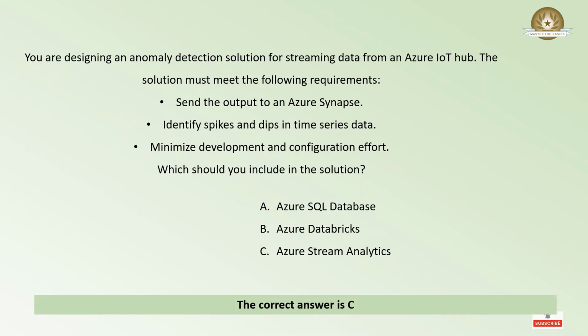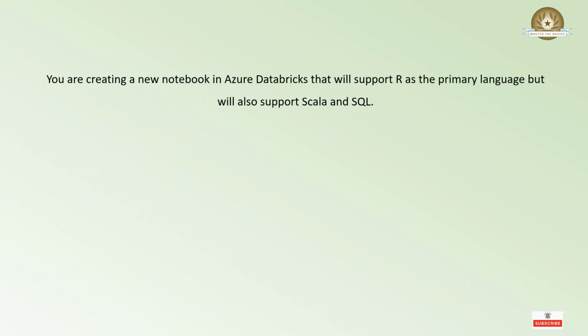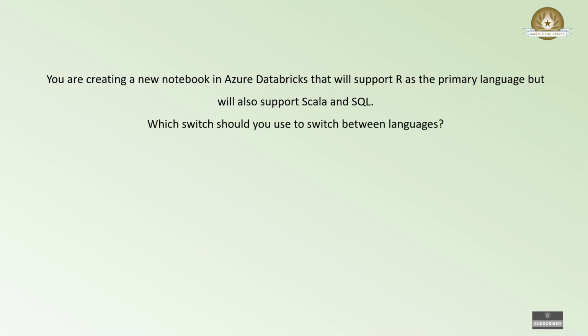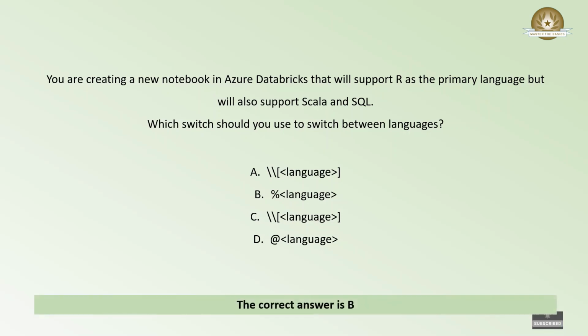Azure Stream Analytics can be used. You are creating a new notebook in Azure Databricks that will support R as the primary language but will also support Scala and SQL. Which switch should you use to switch between languages? A. \\language. B. %language. C. \language. D. @language. The correct answer is B. You should use %language.